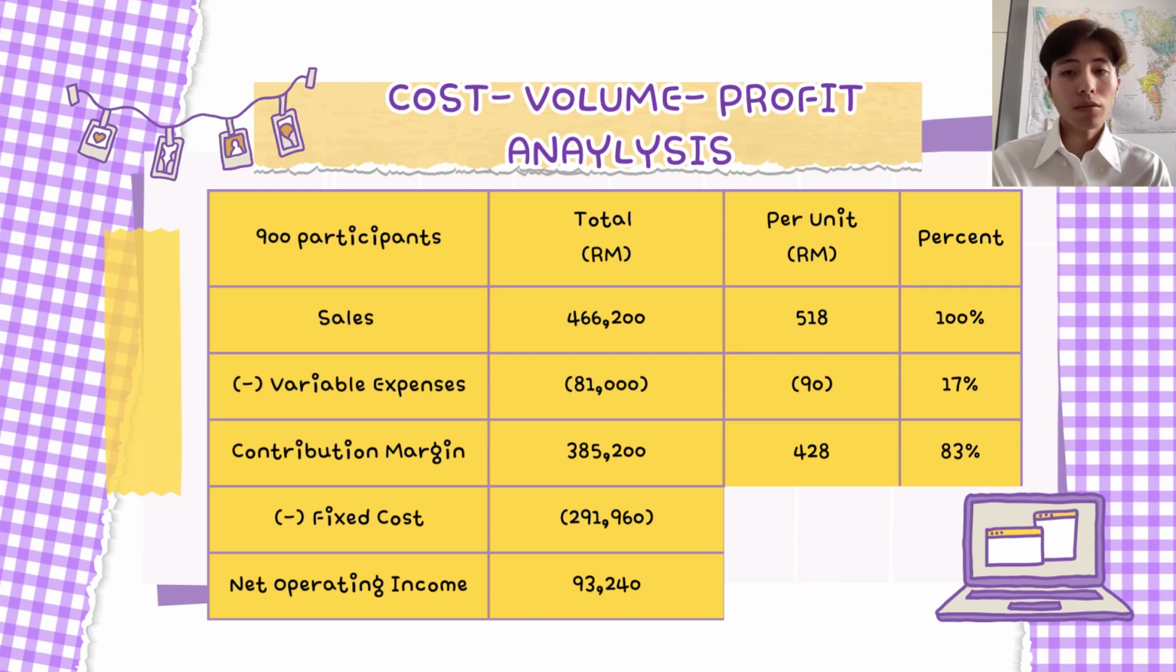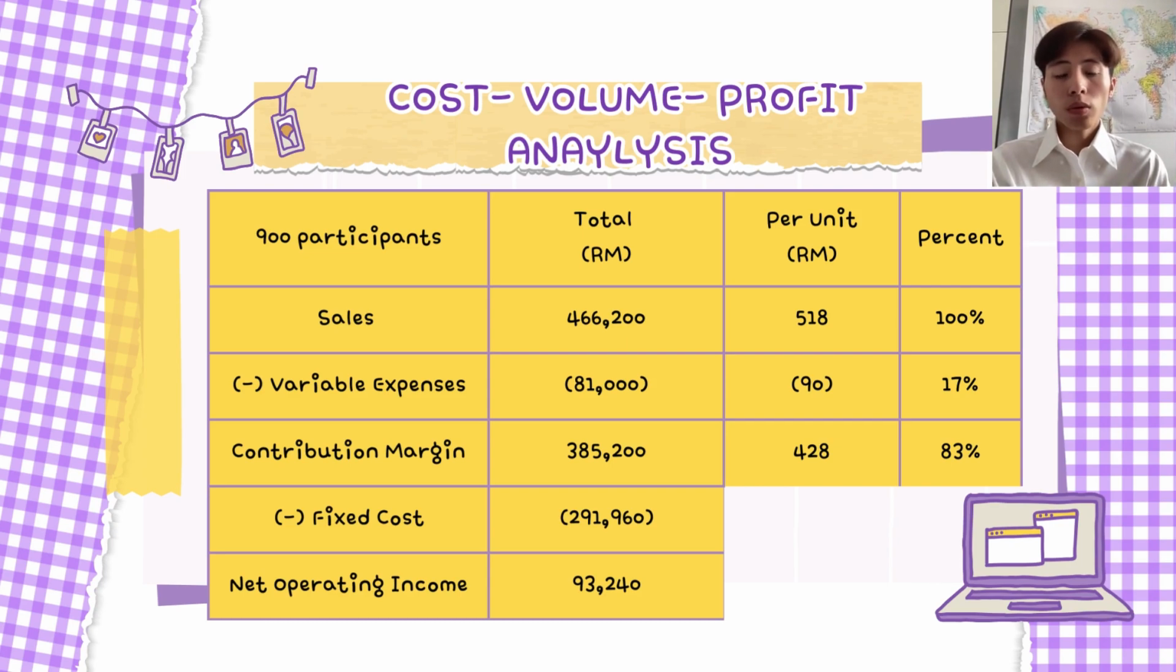Next, I have simplified the variable expenses for 900 participants, which consist of activity materials for participants, food and beverages, and participants' enrollment, amounting to 81,000 ringgit Malaysia, and per unit it will be 90 ringgit Malaysia, which is 17% of the suggested selling price. We will have a contribution margin of 385,200 ringgit Malaysia, and per unit it will be 428, which is 83% of the selling price.